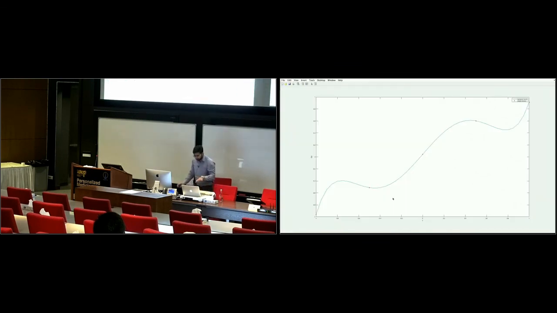So the function was not piecewise linear. This is how the function looks. It looked like piecewise linear because I was plotting it for a certain number of points. So let me just explain.